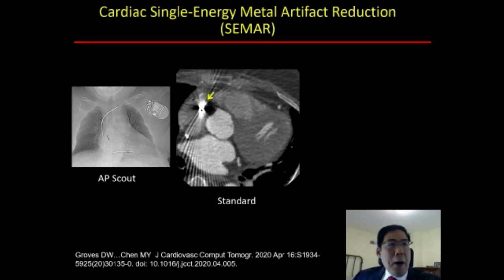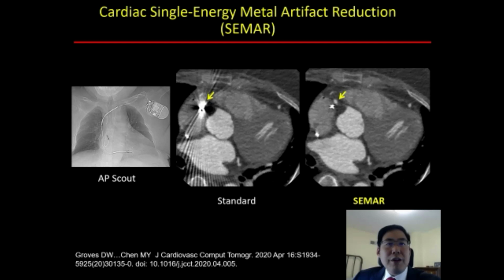So here's an example. It's not uncommon for patients who have a pacemaker or defibrillator that the right atrial lead can obscure the proximal right coronary artery, as in this example. However, if you apply the metal artifact reduction technology, or CMAR, it removes this beam hardening artifact, and now you can evaluate the proximal right coronary artery. Now, this technology also works for other dense objects, such as bypass surgical clips or sternal wires.